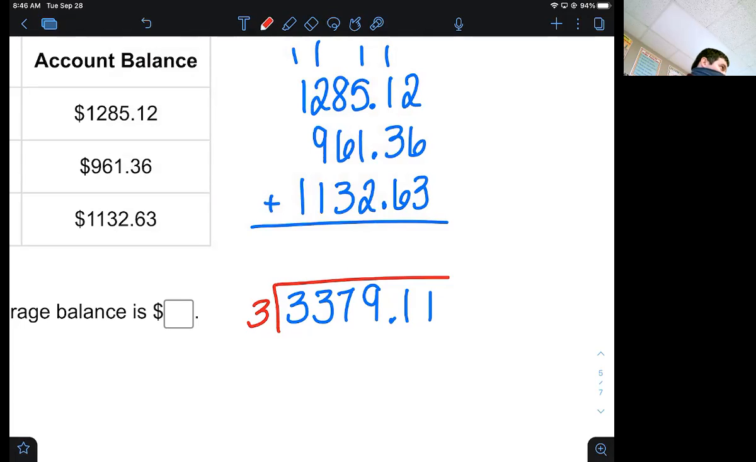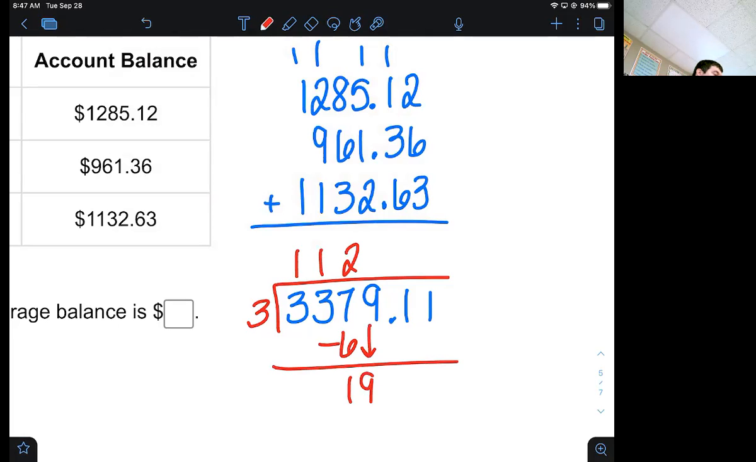How many times does 3 go into itself? Once. That's going to give me a remainder of 0. Let's skip that part. How many times does 3 go into 7? Okay, that's 6. Gives me a remainder of 1. Drop down the next digit.